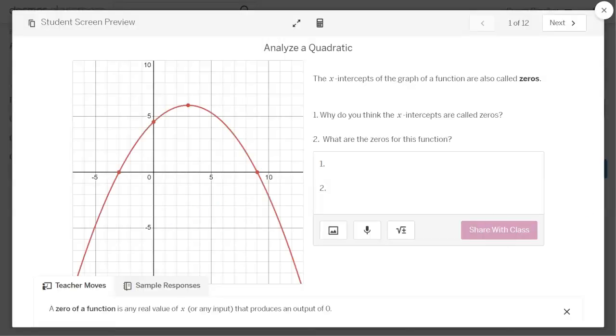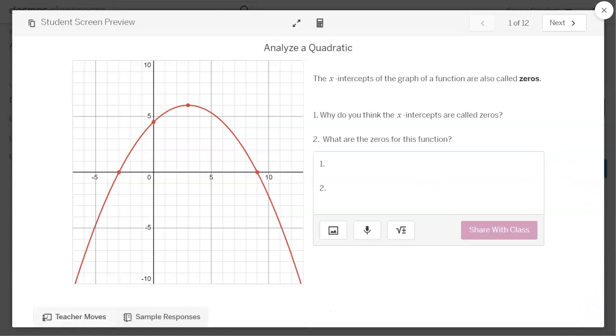So here they're introduced to some new vocabulary. The x-intercepts of the graph of a function are also called zeros. So number one, why do you think they're called zeros? So let's let them think about why that might be. Give them plenty of time to figure it out for themselves, and if they can't figure it out eventually, you will of course go over that with them, because we do want them to know the vocabulary and what it means. And then what are the zeros for this function? So they will pick that off of their graph.